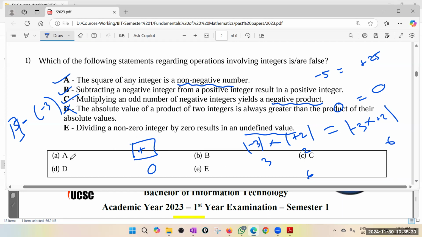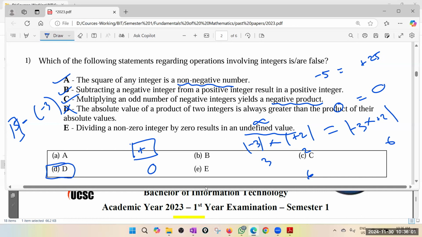By the way, you must have at least one answer, right? So therefore, I'll go for E, because already I have D. The absolute value of a product of two integers is always greater than the product of their absolute values. No, right? So therefore, D is there. Actually, this is not undefined, rather it is infinity. I don't know whether multiple answers are also possible, but anyway, I'll go for D.